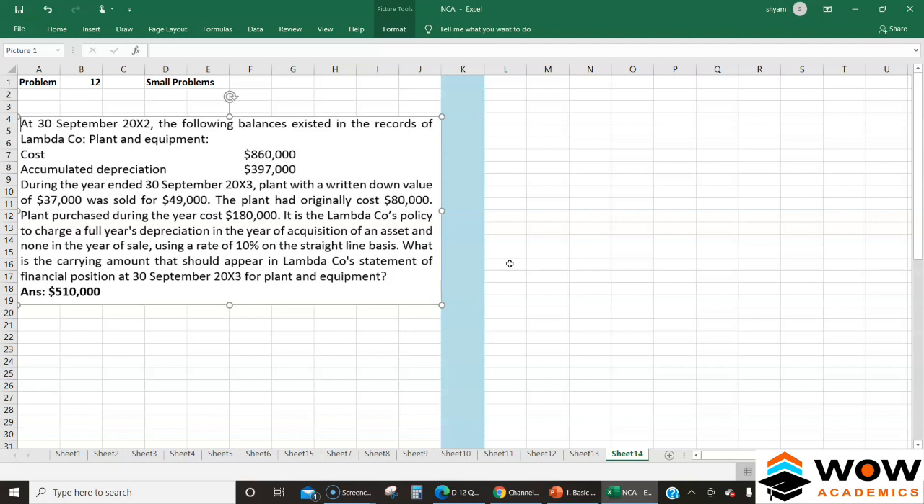So we'll start to work out. So the opening original value is 8,62,000 and the accumulated depreciation is this value, right?